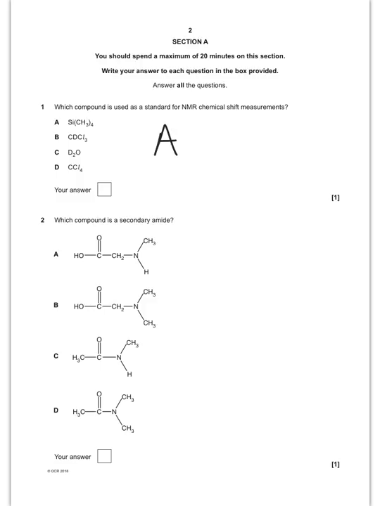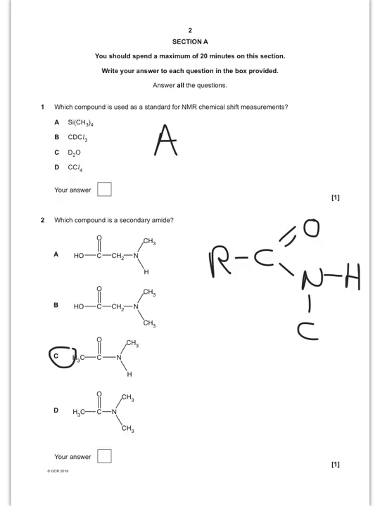Which compound here is a secondary amide? So for a secondary amide, you're looking for the group where you have a carbon-oxygen double bond, then a nitrogen, then you've just got one carbon coming off and an H, like so. So the answer will be C. Remember, you've got to have that amide bond there, that's the important one, with one carbon coming off. D would be a tertiary amide, and these two aren't amides at all because they haven't got the correct linkage here.